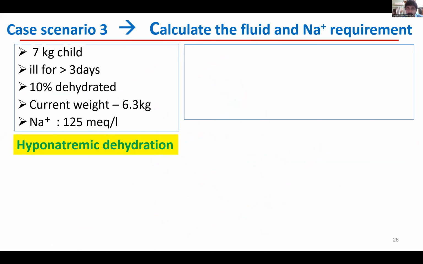A classical example of hyponatremic dehydration. Now, how to calculate fluid? We can go through a laborious job that is already described in Harriet Lane. You can go through it. So I am just keeping it.